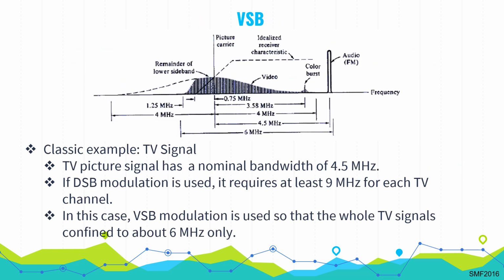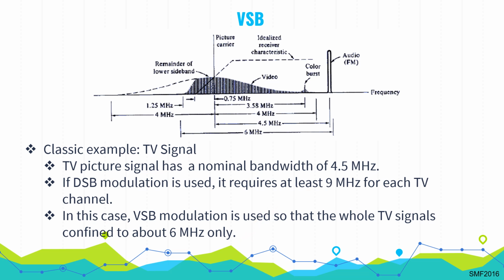Let's take a closer look at vestigial sideband, VSB transmission. In VSB, the remainder of the lower sideband is transmitted along with the upper sideband and a portion of the carrier. A classic example of VSB is in television signals. A TV picture signal has a nominal bandwidth of 4.5 MHz. If DSB modulation were used, it would require at least 9 MHz for each TV channel. However, by using VSB modulation, the entire TV signal is confined to about 6 MHz.